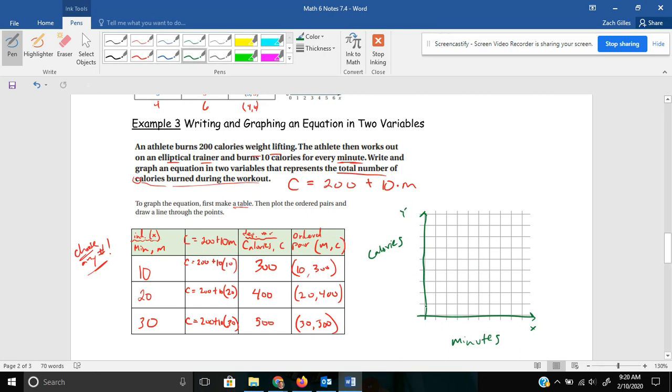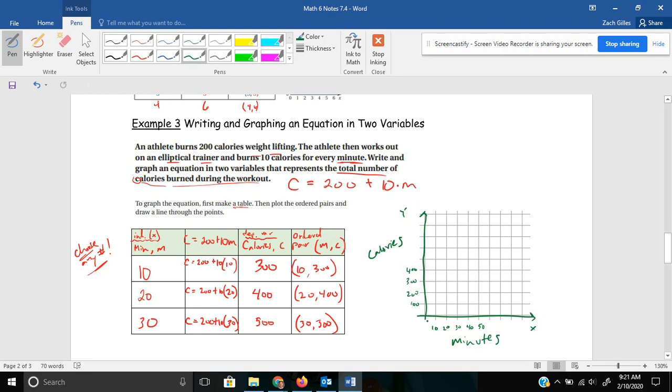Well, here, for my minutes, or for my independent variable, I have 10, 20, and 30. So I could really easily just go by that. 10, 20, 30, 40, 50, and so on. And for my calories, I've got 300, 400, 500. So I could go by 100. So 100, 200, 300, 400, so on and so forth. I'm just going by hundreds. It's okay when you graph if you go by different values on your x and different values on your y.